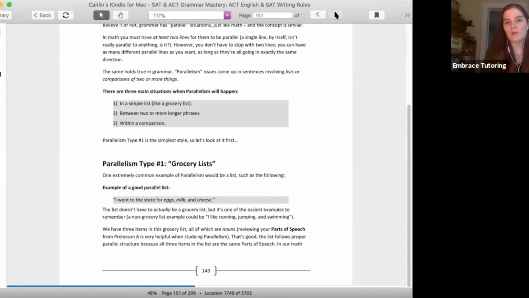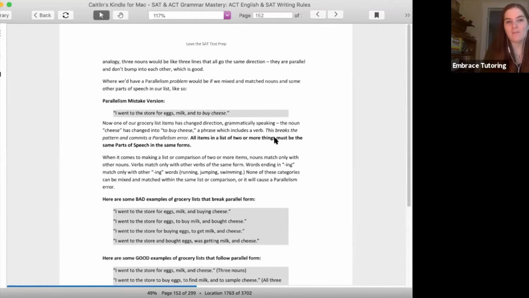To give you a comparison from math, the three nouns would be like three lines that all go the same direction. Visually, they're all going the same direction. Sorry, this is completely unrelated, but it gives you a visual of lines going in the same direction.